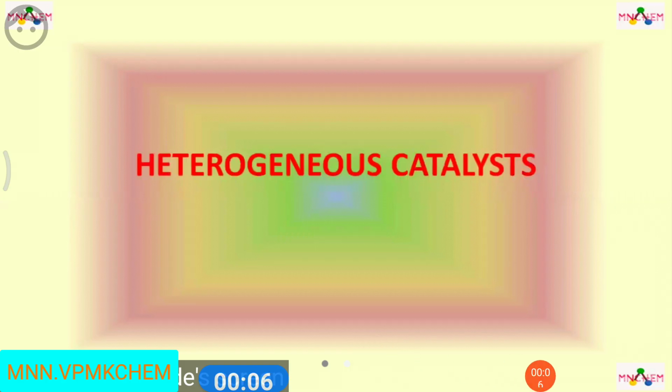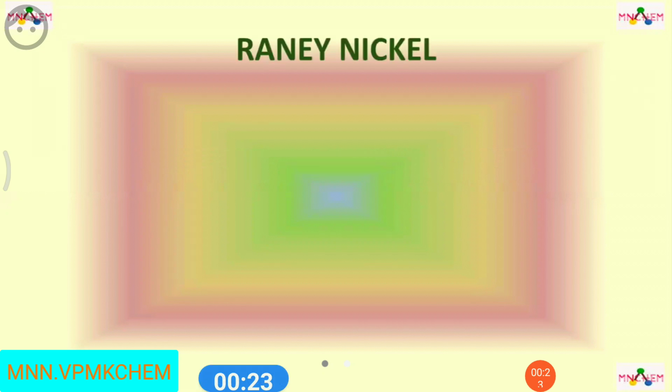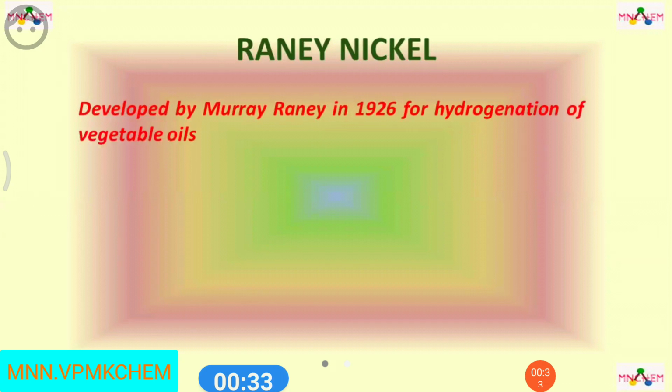Catalyst and reagent. We are going to discuss heterogeneous catalysts. The reactions in which reactant and catalyst are in different phases are known as heterogeneous catalysis reactions. First of all, we are going to discuss Raney nickel. It was developed by Murray Raney in 1926, and it was used for hydrogenation of vegetable oils.